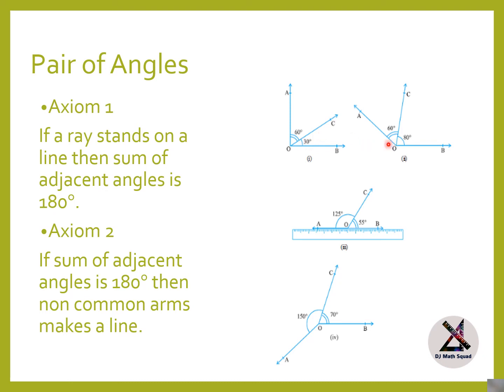Similarly for this figure as well. So it works both ways: if a ray stands on a line, then the sum of adjacent angles is 180 degrees. If the sum of adjacent angles is 180 degrees, then the non-common arms make a line.